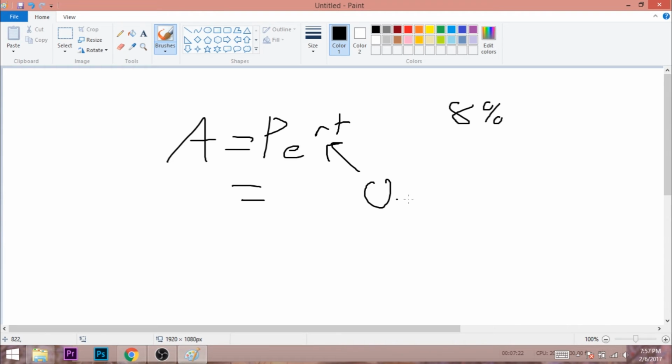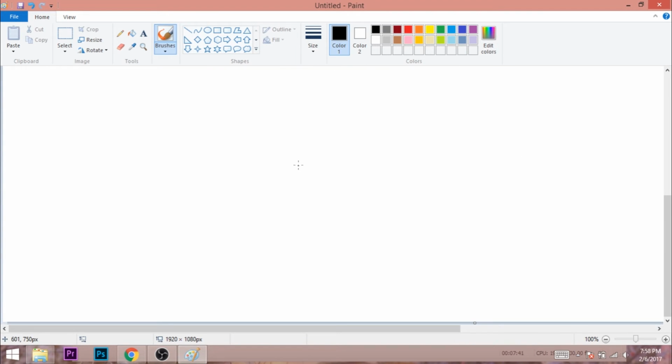This would be 0.08. Time is just time. And this is for annually. This is annually, right? If you want to do quarterly, you're going to have to multiply 4 times the time in addition. If you're going to do monthly, 12 times time, and so on and so forth. And that's the first one.